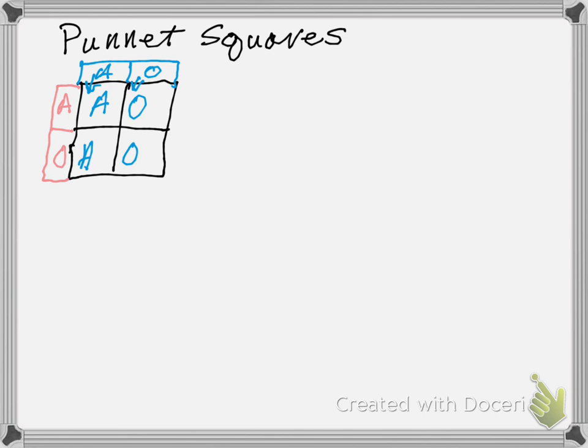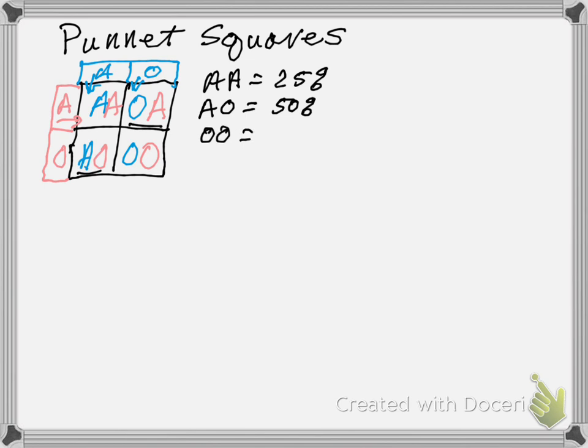Then we can swap over to the other side. These come across, so that would be an A, and this would be an A, and that would be an O, and that would be an O. So as you can see, you now have different options for the kids. So AA equals 25%, right? Because there's only one AA. But AO equals 50% possibility because there's two of them. And OO equals 25% again.